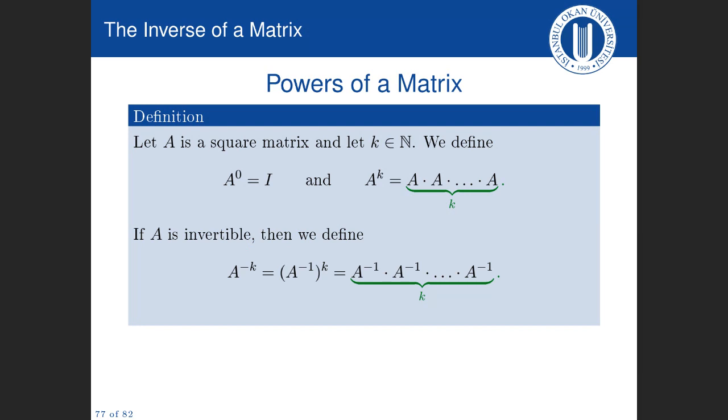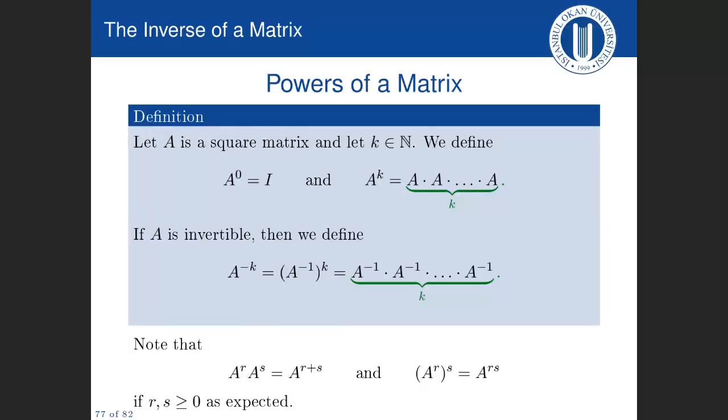If A is invertible, then we can also define that A to the power minus K is A inverse to the power of K. That means A inverse multiplied by A inverse multiplied by etc. multiplied by A inverse. And just like we'd have for numbers, we have the rules that A to the power r times A to the power s is A to the power r plus s, and A to the power r, all to the power s, is A to the power rs.